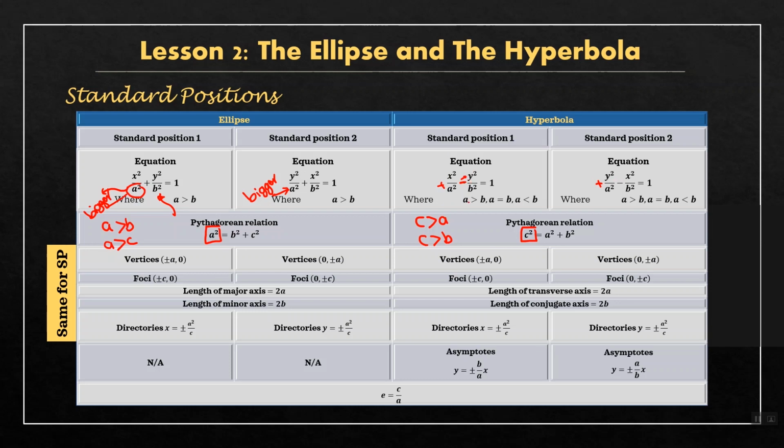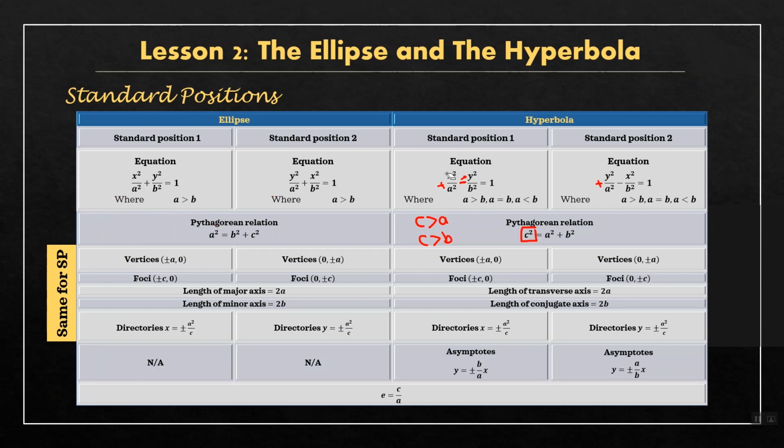Now, look at this, guys. Regarding standard positions 1 and 2, you will notice that the equation is exactly the same, whether it's an ellipse or a hyperbola. The only difference is that with the ellipse you have a plus, with the hyperbola you have a minus. Same thing here: with the ellipse you have a plus, with the hyperbola you have a minus. So this is the second difference between them. The first difference is that we have a different Pythagorean relation.